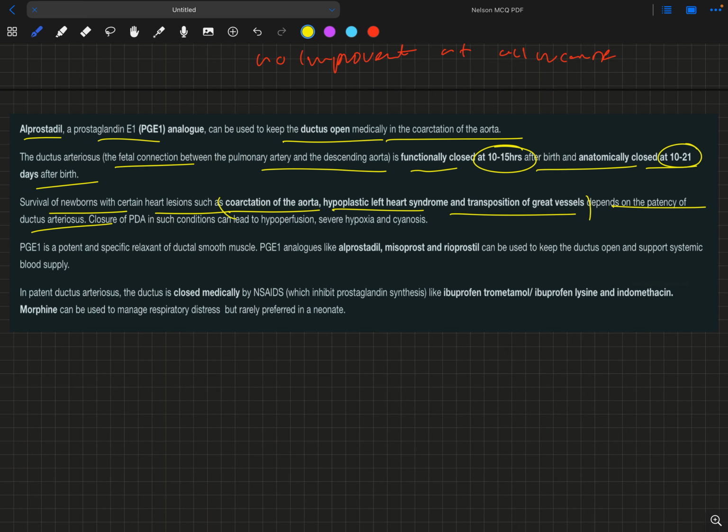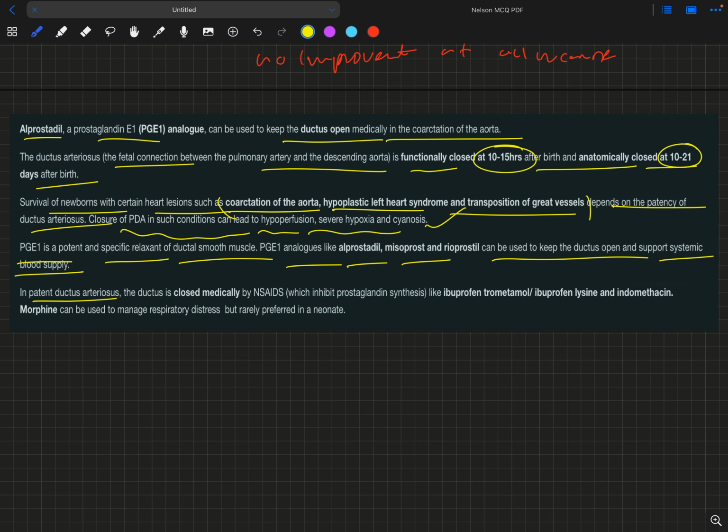In these conditions there is severe cyanosis, so there needs to be mixing of some blood. So in these conditions, we have to keep the ductus patent. Closure of the PDA in such conditions can lead to hypoperfusion, severe hypoxia, and cyanosis. PGE1 is a potent specific relaxant of ductal smooth muscle. PGE1, alprostadil, or misoprostol can be used to keep the ductus open and support systemic blood supply.